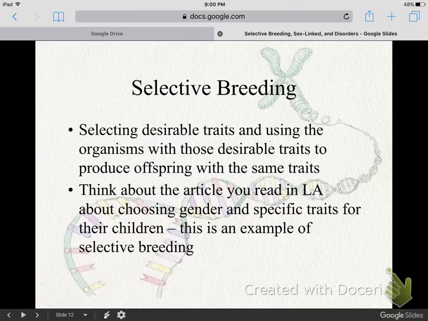It says, think about the article you read in Language Arts about choosing gender and specific traits for their children. This is an example of selective breeding. You guys did not do this in your Language Arts class. But if you think about that in the broad sense, if you are married and you are trying to choose the gender of your child, you're trying to give your child specific traits, you're trying to selectively breed your child is what it was talking about.